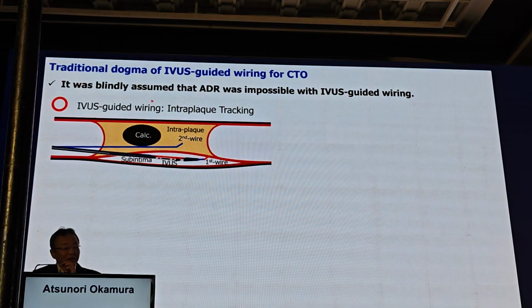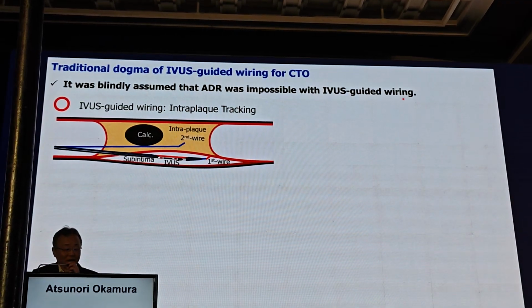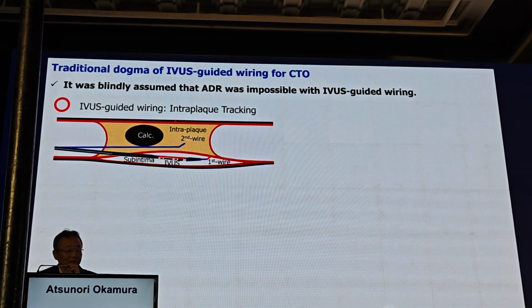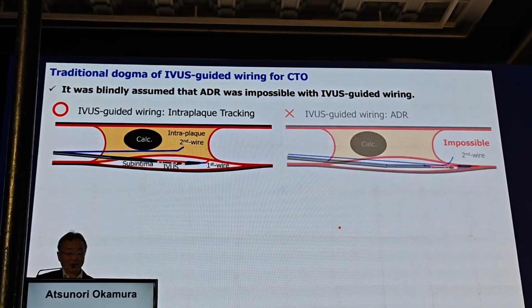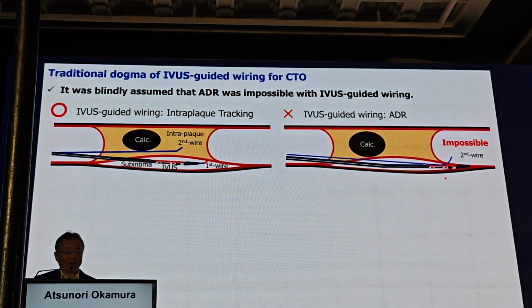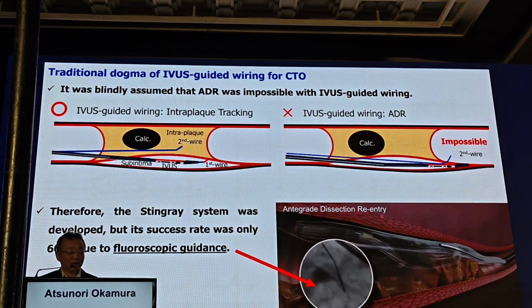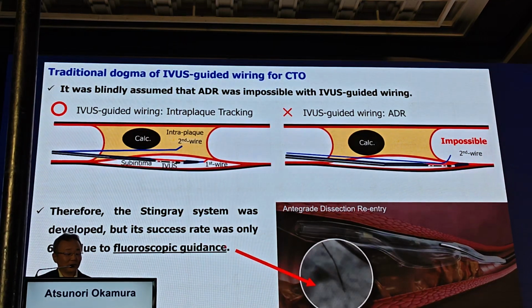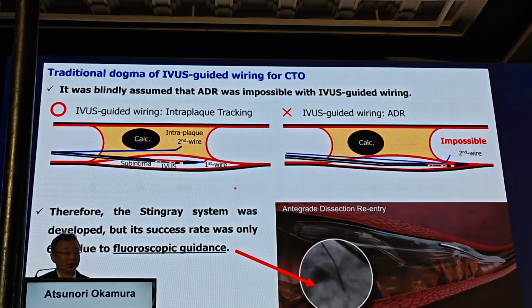It was blindly assumed that ADR was impossible with IVUS guided wiring. IVUS guided wiring was thought to be intraplaque tracking, like this one. So ADR using IVUS was almost impossible, it was thought. Therefore the Stingray system was developed, but its success rate was only 60 or 70% because this is fluoroscopy-guided. So that's why it's not accurate.